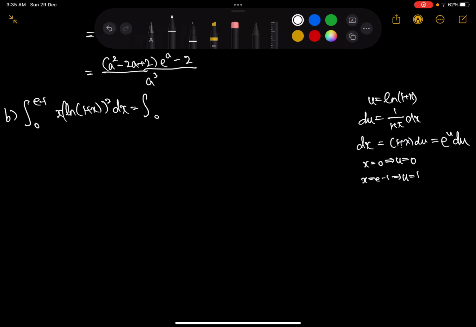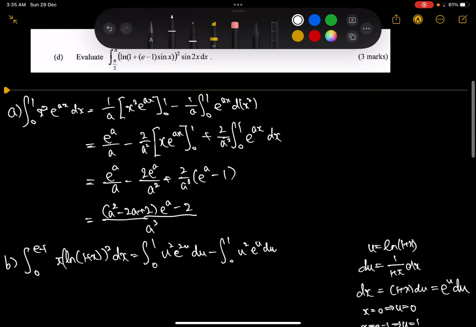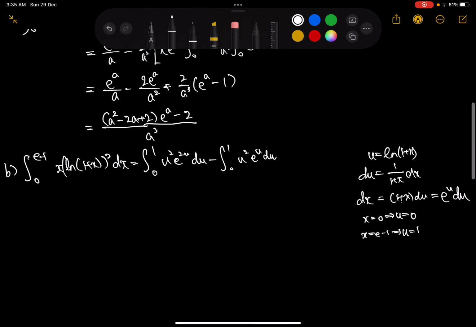So we have 0 to 1. x is 1 plus x minus 1, and 1 plus x is just e to the power of u. So u squared e^(2u) du minus u squared e^u du. And then we just use the formula from part A.